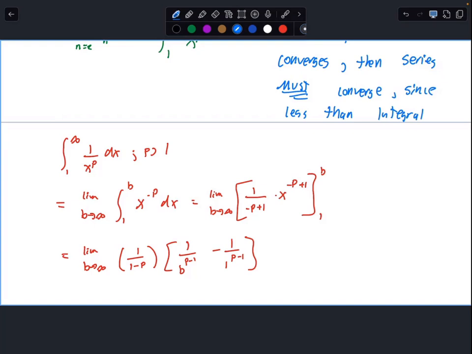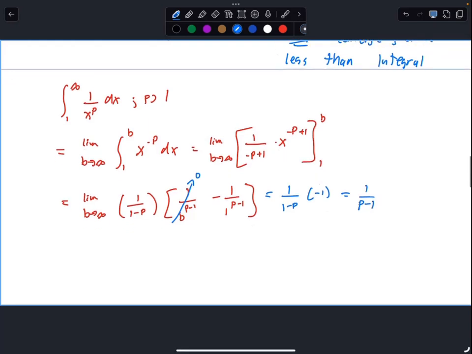Remember, if p is greater than 1 on that part right there, what does this piece go to when p is greater than 1? It's going to go to 0. As long as p is greater than 1, that term is going to go to 0, which is going to leave me with the answer of 1 over 1 minus p times negative 1, which is 1 over p minus 1, which is what it converges to.